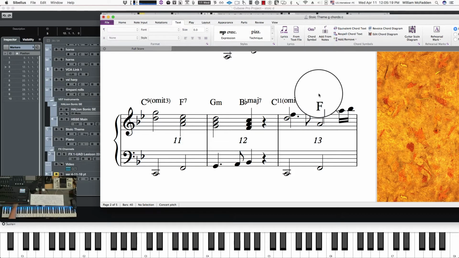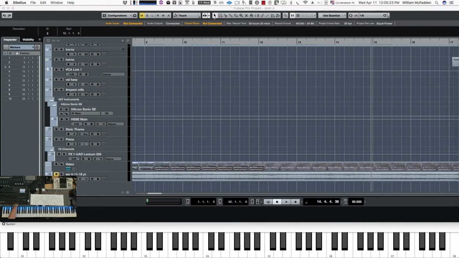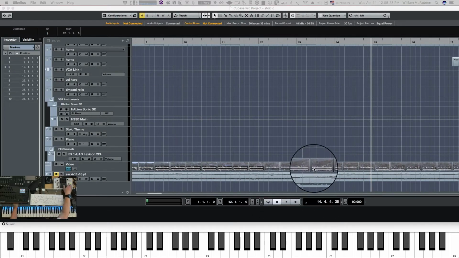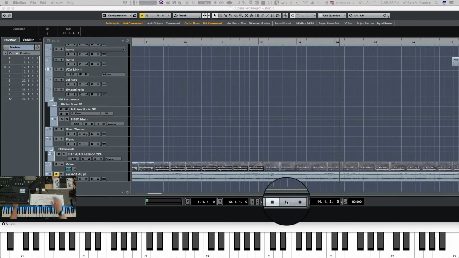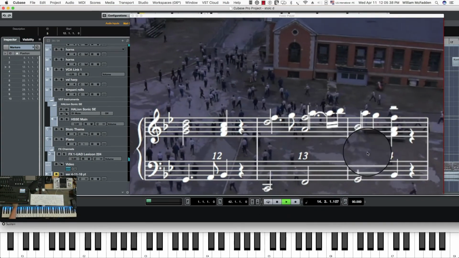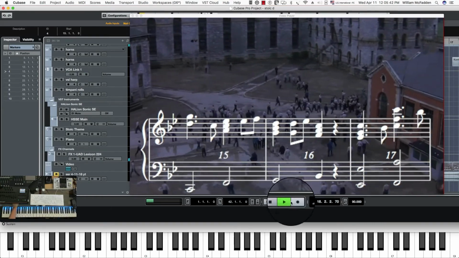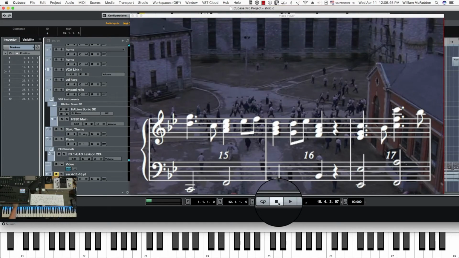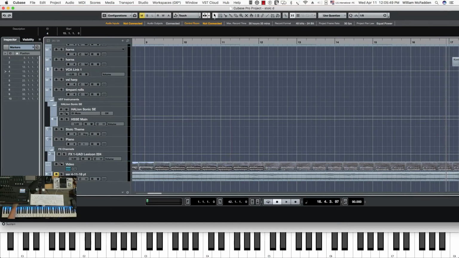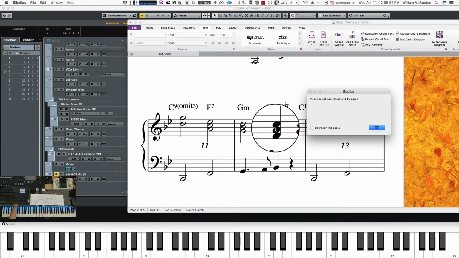So there's your B flat. That's measure up to 13. Let's take a look from there where we're going, starting at 14. Okay, so that takes us to the end of 16. Let's take a look at 14 through 16.